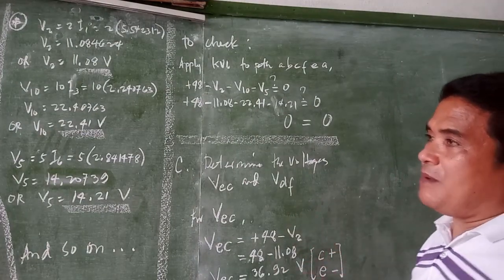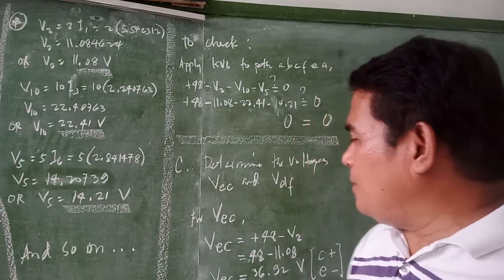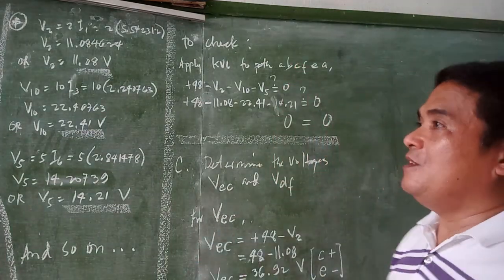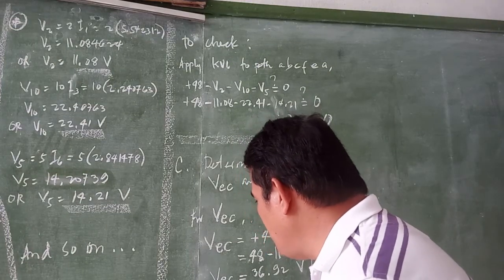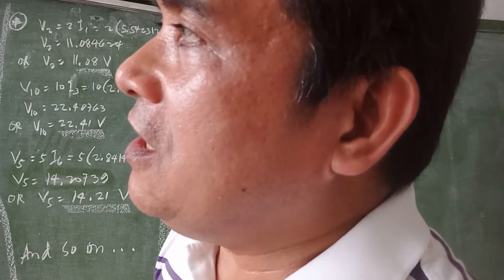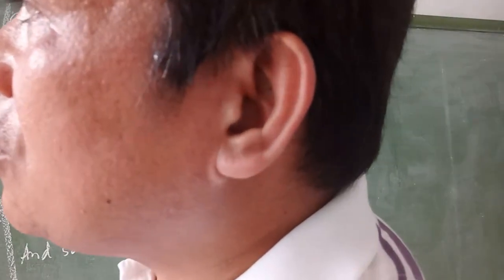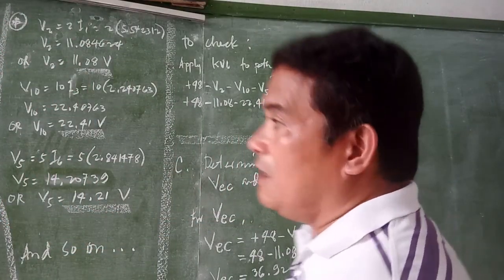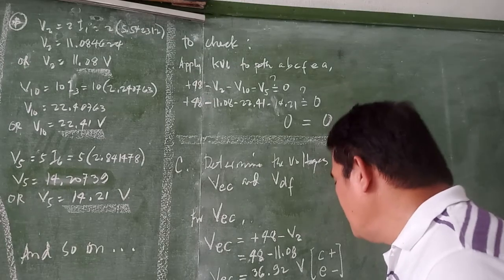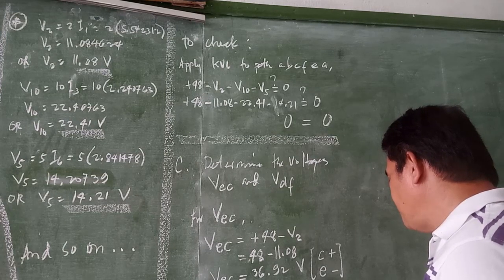Of course, you can trace the voltage from E down to C using other paths. If you choose another path, you will have to do it in the same way, and you will notice that you will have the same value. Say for example, you may choose to determine the voltage from E down to C using the path E down to D, and then from D down to C. The voltages will be positive V sub 8 and positive V sub 4. Of course, the value should be 36.92 volts also. C is positive with respect to E.